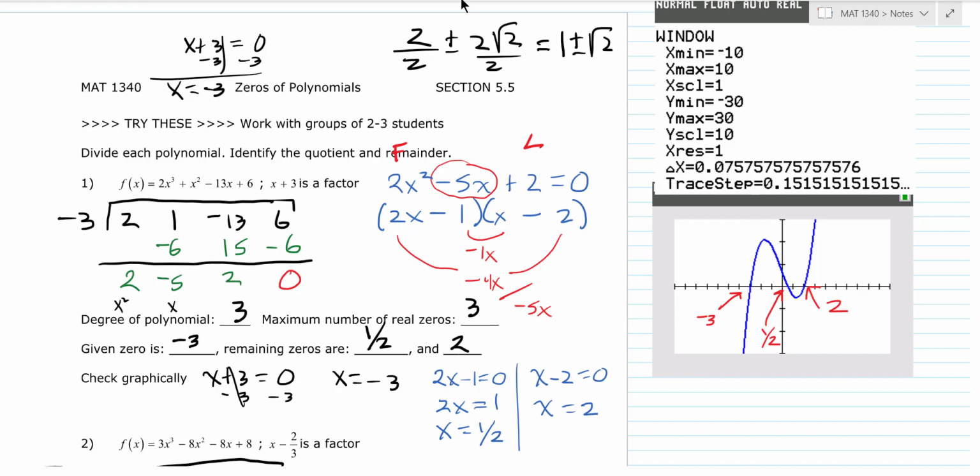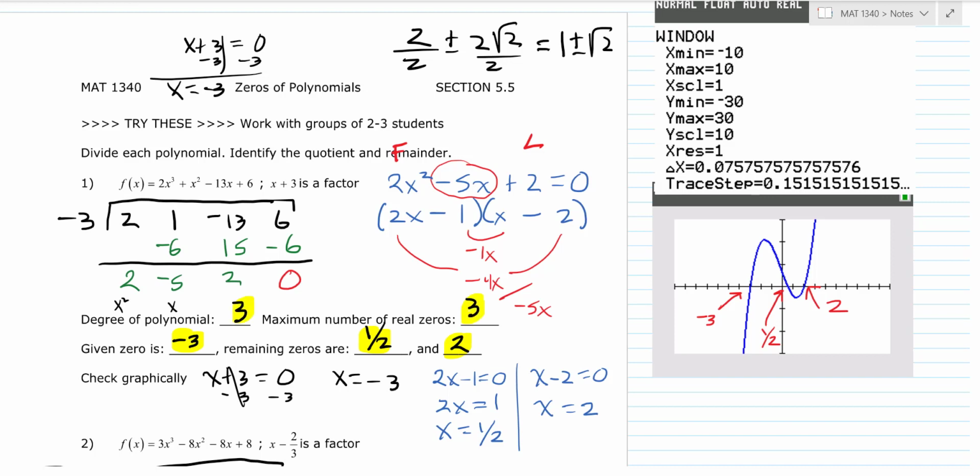Then you can either get these two equations and solve them in your head, or you can work them out. So x minus 2 is 0. You could add 2 to both sides, get x equals 2. Over here, 2x minus 1 is equal to 0. Add 1 to both sides, divide by 2. Then you would have your other two zeros. So your answers to your zeros are negative 3 is the one you were given, 1/2 and 2 are the other two.